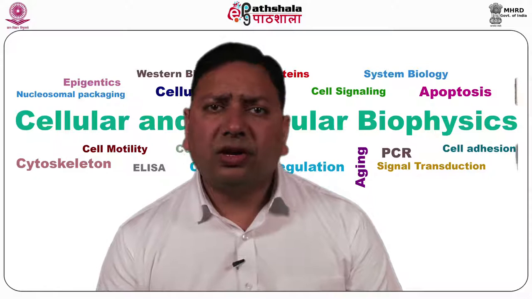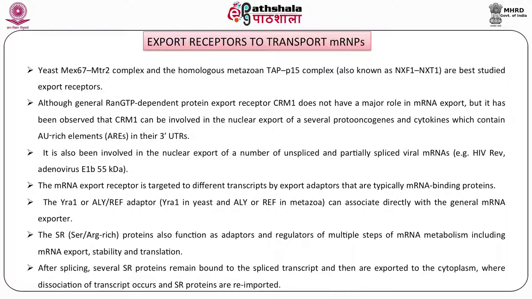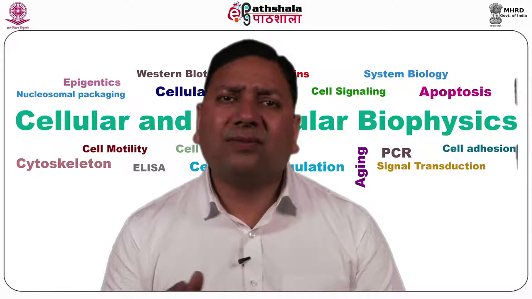Although the general Ran-GTP dependent protein export receptor CRM1 does not have any major role in mRNA export, it has been observed that CRM1 can be involved in the nuclear export of several proto-oncogene as well as cytokine mRNAs, which contain AU-rich elements in their 3' UTRs. It has also been involved in nuclear export of a number of unspliced and partially spliced viral mRNAs.